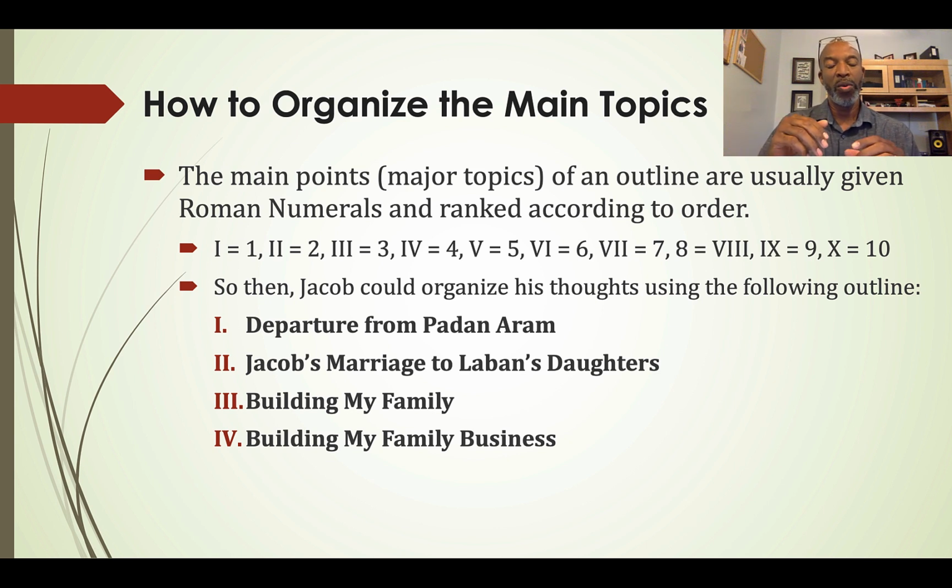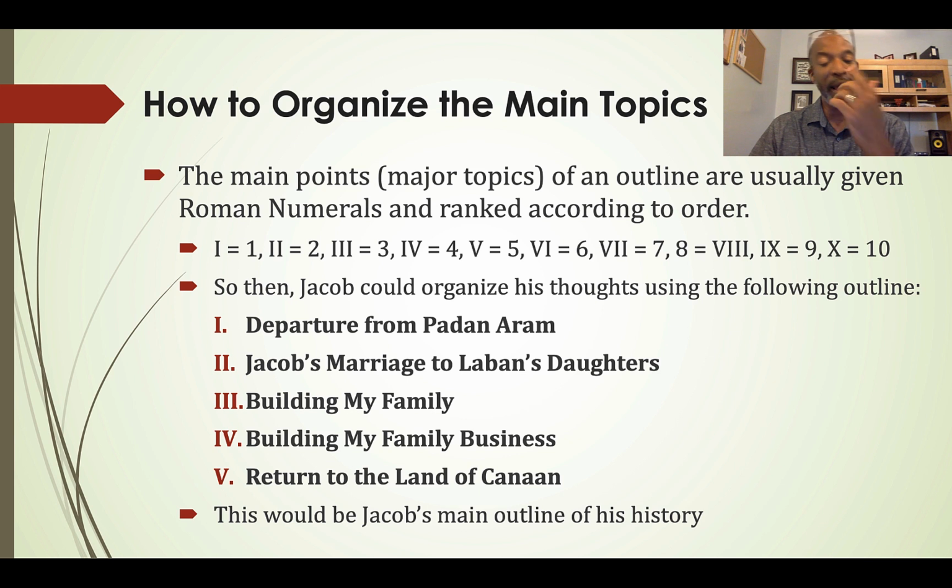Now, what Jacob would do is use these four major topics to guide him through writing his history. So these are just the major topics. The next point would be to fill in the details on these major topics. And of course, I'm sorry, I forgot. Part 5 is his return to the land. Okay, so that would comprise Genesis 28 through 32. So this will be Jacob's main outline of his history. And so this gives him just a basic starting point. Now he knows everything he wants to talk about.